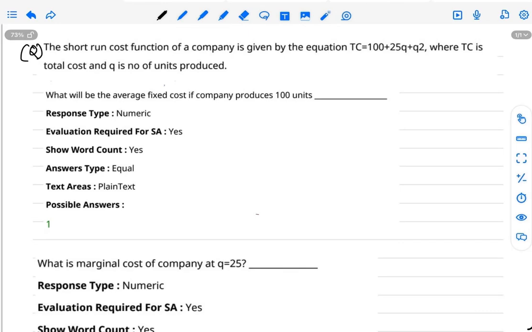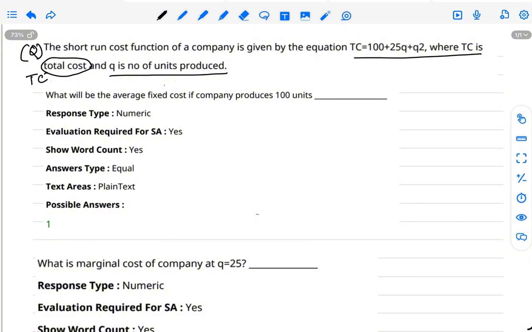From this one question paper. The short run cost function of a company is given by the equation, where TC represents the total cost, given in terms of Q. Q means quantity, that is the number of units produced by the firm.